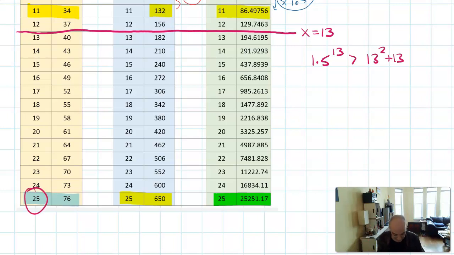And think about all the numbers. 25, not very big, considering all the possible inputs that we could be thinking about in a graph. Exponential growth will always outpace polynomial growth of any kind. Even if this was an x to the 10th, exponential growth will eventually win. It always will win.